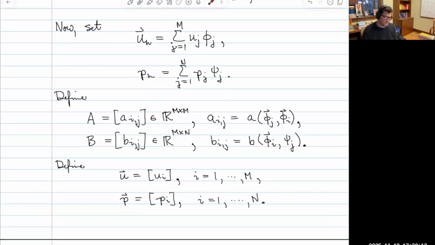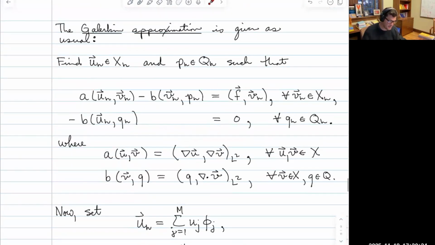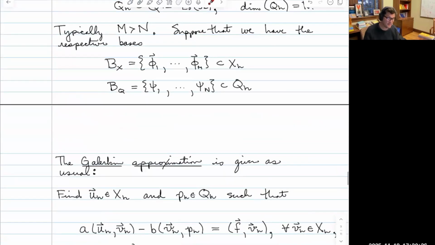Now I'm going to define some matrices. Let A be the matrix. This is the so-called stiffness matrix, as usual. Notice that the basis elements for the XH space, because it's a space of vectors, are each vectors. So they're vector functions, phi 1 through phi m, whereas the basis for the Q space, because it's scalar functions, are all scalars, psi 1 through psi n.